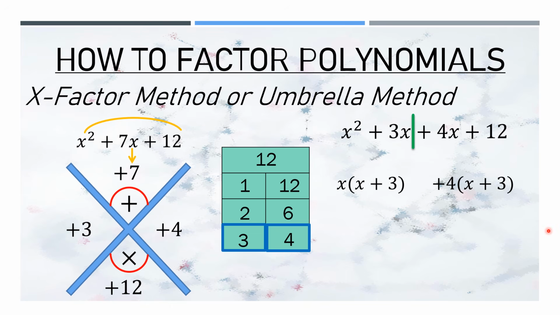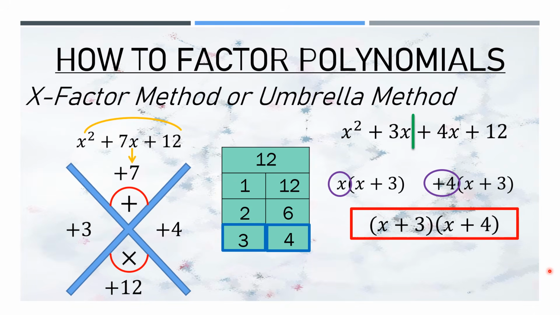Tama? Okay, so ngayon, ang gagawin na natin, pagsasamahin natin o pagdidikitin natin ang x at ang positive 4. Pero kapag isusulat na natin yung final answer, dapat palaging mauuna ang common factor nila. So, the factors of x squared plus 7x plus 12 is x plus 3 times x plus 4. Again, palaging una ang common factors. Tapos, pagsasamahin natin yung dalawang magkahiwalay na terms kanina. And that is the answer.